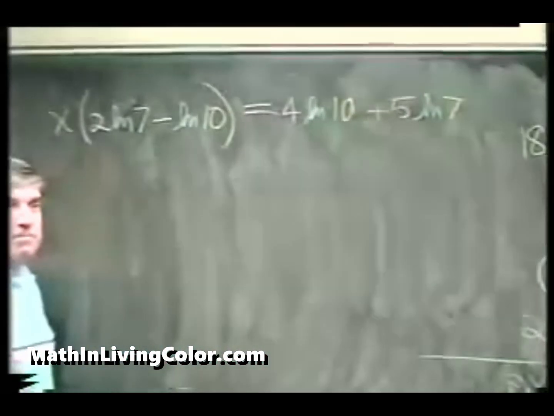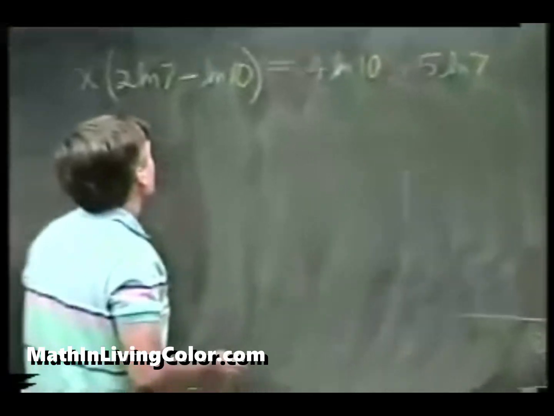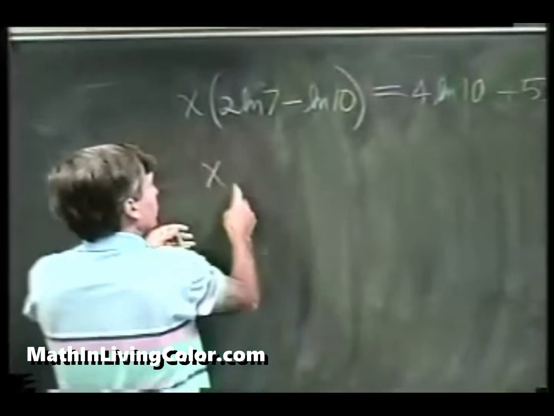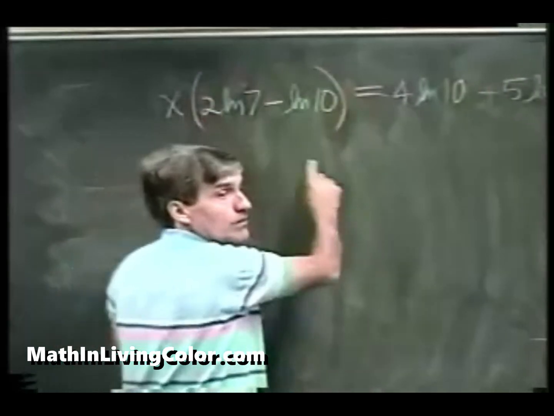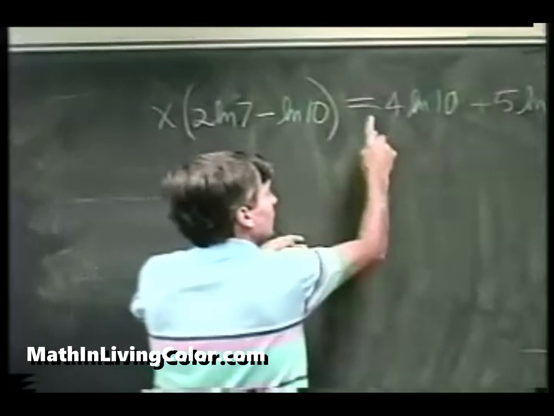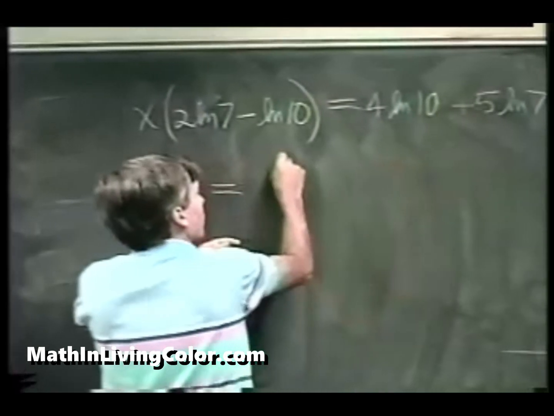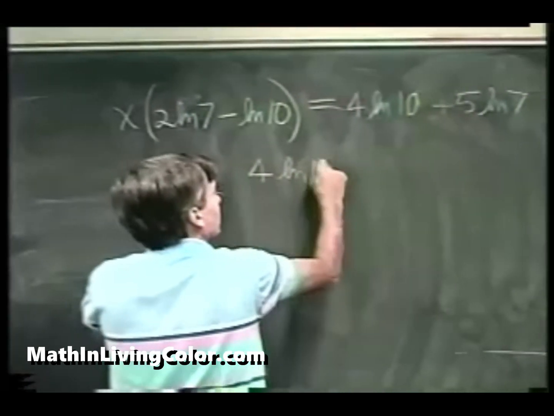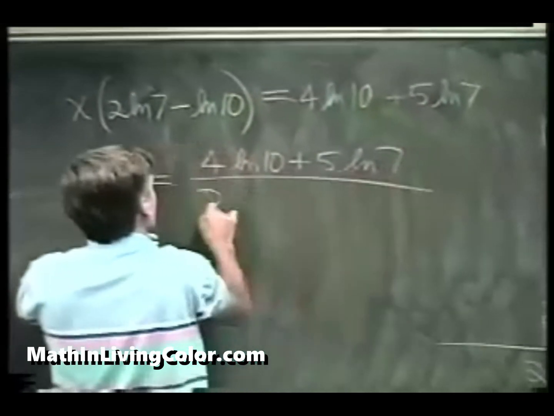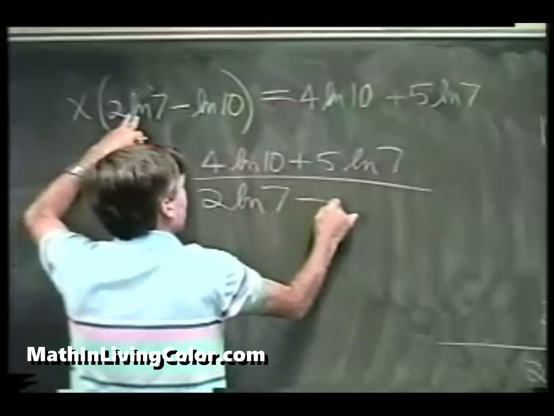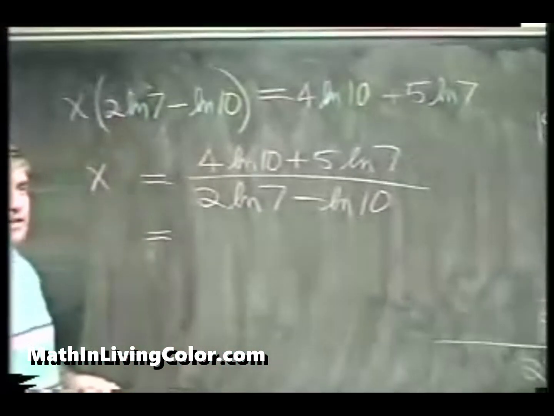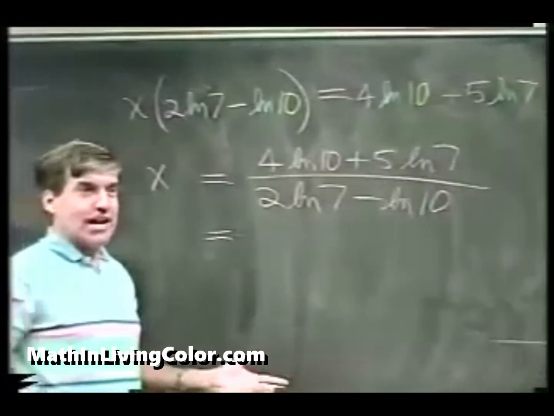Okay? Now what? What do you do to get x all by itself? We divide that out. Divide both sides by that factor. So that would be x equals the numerator, 4 ln of 10 plus 5 ln of 7, over 2 ln of 7 minus the ln of 10. Okay, now, the big question, can you calculate this?